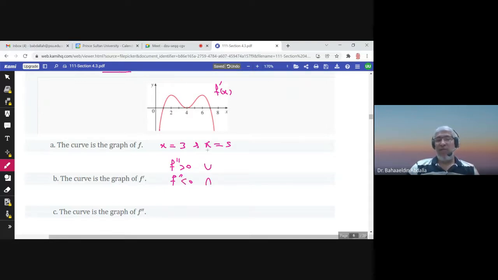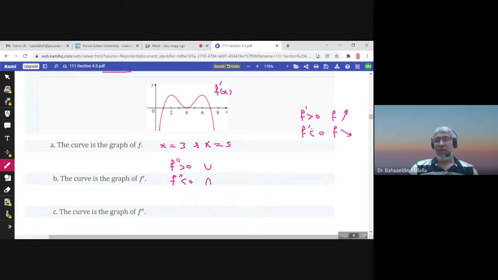Can we find out whether f double prime is positive or negative from the graph of f prime? Okay, this is what we need to think about. So what do we know about f and f prime? We know that if f prime is positive, then f is increasing. And when f prime is negative, then f is decreasing, isn't it? This is part one.